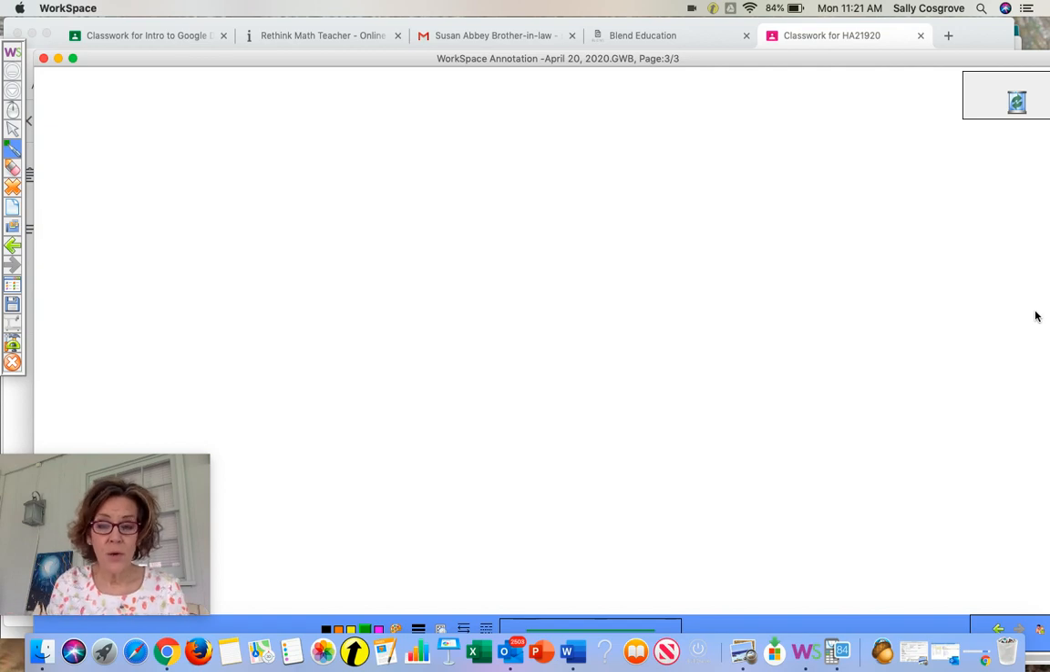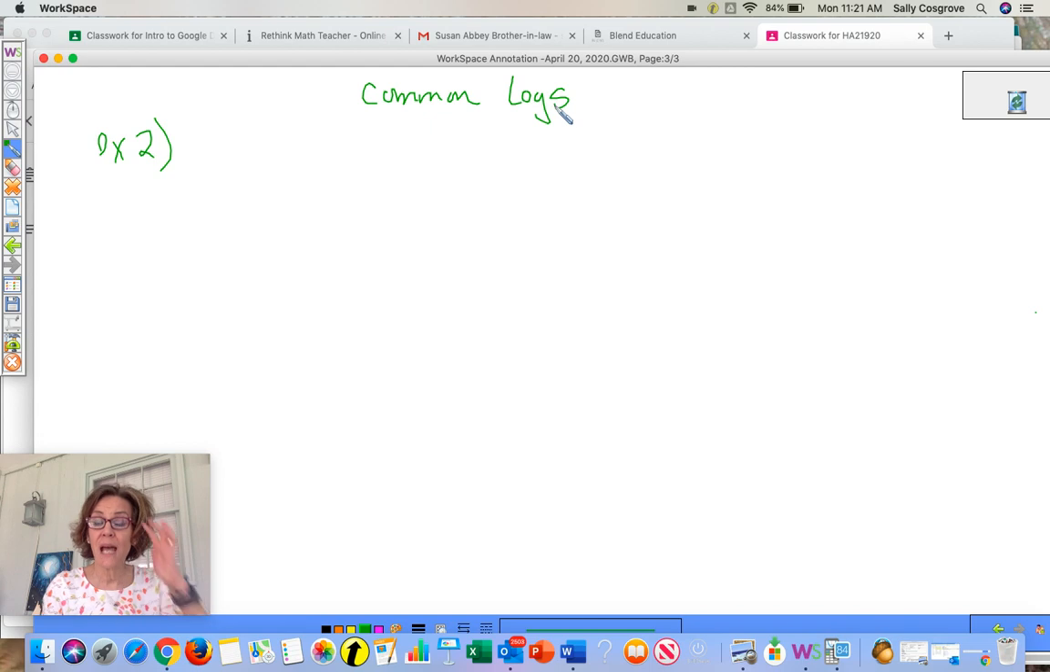Okay, so now we're going to do another example, solving with common logs, similar to the one we just went through, so it'll go a little faster. Let's say example 2, common logs. On this one, I will show you how you can use your calculator to check and make sure that your answer is correct. So that's pretty handy.